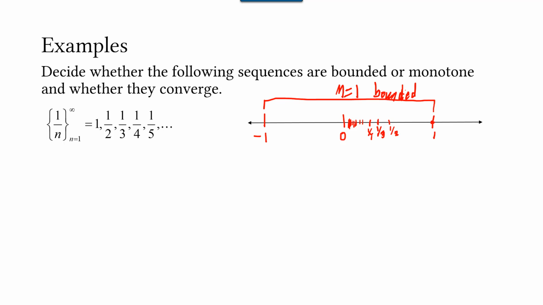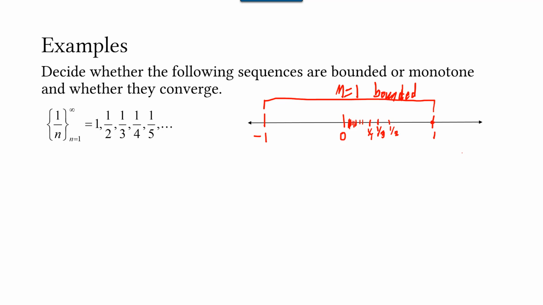What I could not have done, though, is set capital M any smaller than 1. If I had tried M is equal to 0.9, for example, the first term of the sequence, namely 1, would have been outside the bound. So that would not have been okay.